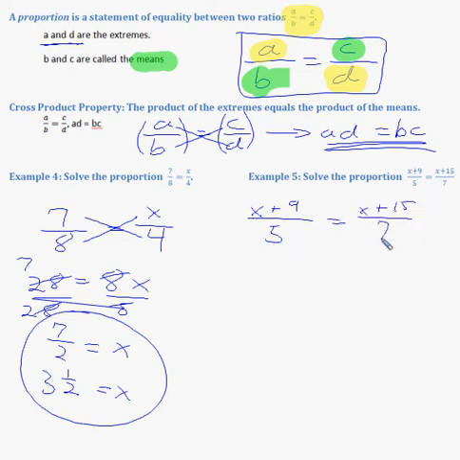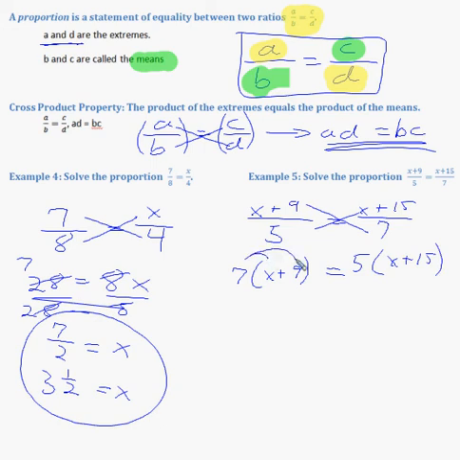And what we'll do is we can do the cross product. Now be careful with this. This is 7 times x plus 9. So make sure you put it in parentheses because it's multiplied times that whole thing. And over here, this is 5 times x plus 15. And then, again, this is an equation we learned to solve earlier.